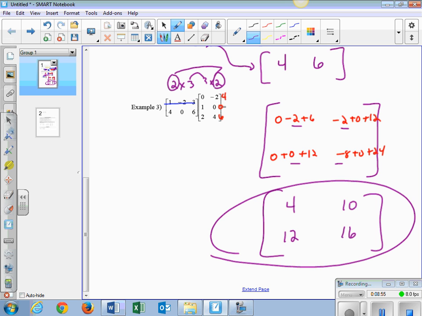And you can go from here straight to the answer. You don't need to put that little matrix where you're showing what you're adding together. That's just for me to help you see where I'm getting those numbers. Next page. Let's just add to that.